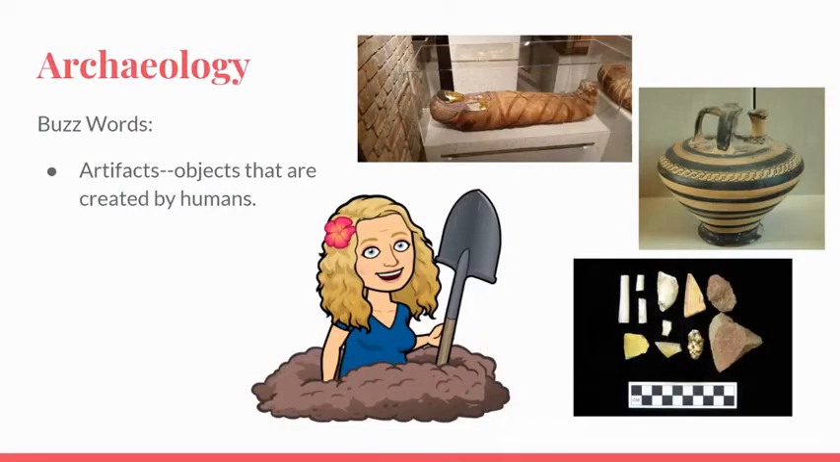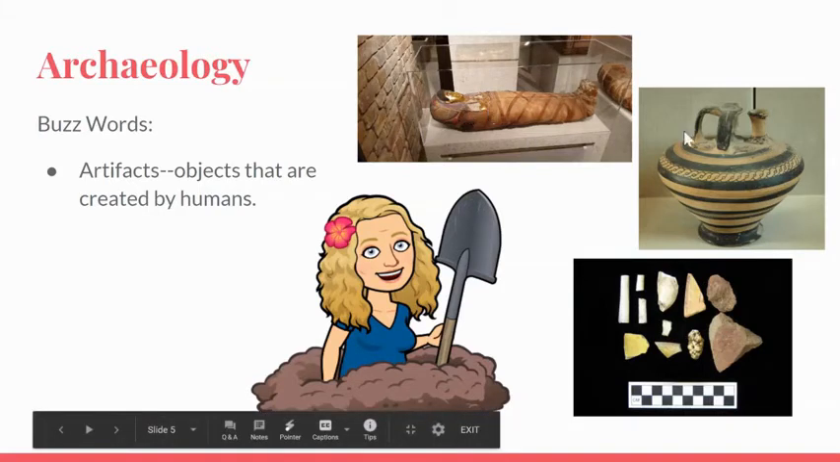The next term that you need to know is the word artifact. Artifact comes from the study of archaeology, and archaeology is studied by people who dig in the ground and have found some items left behind by humans. And those items are referred to as artifacts. They are objects that are created by humans. And so when we look at the past, we have mummies, pottery, and then tools like these, early tools that were sharpened by humans.